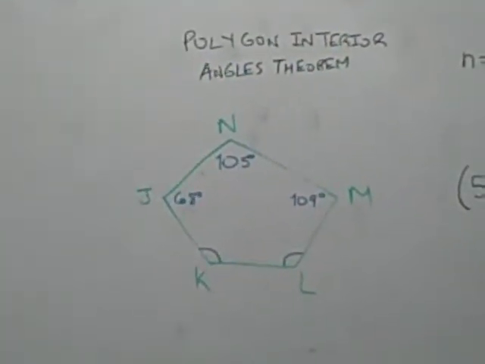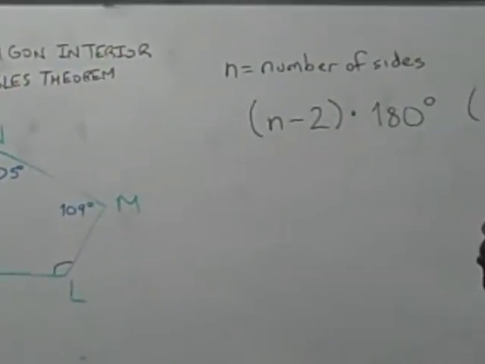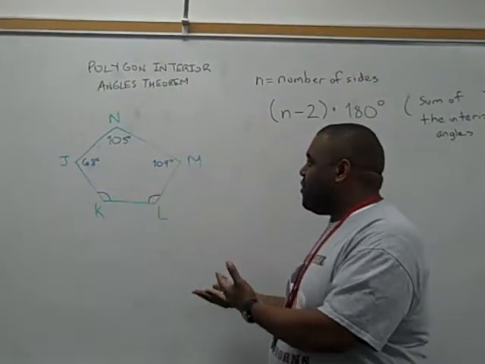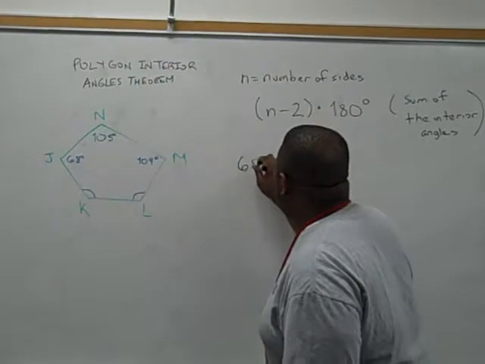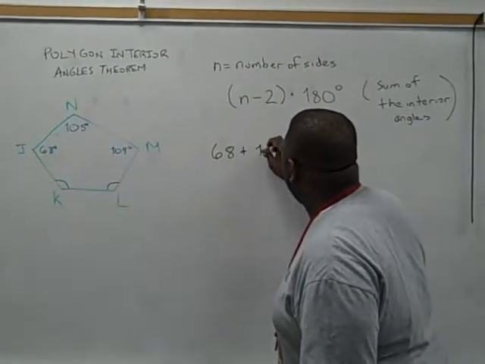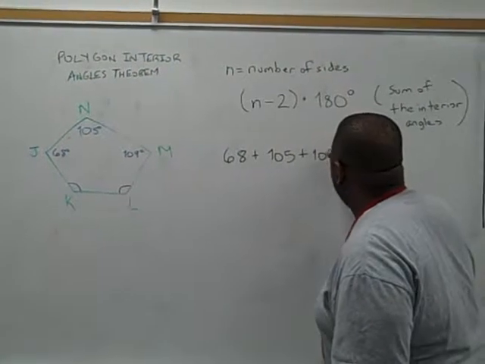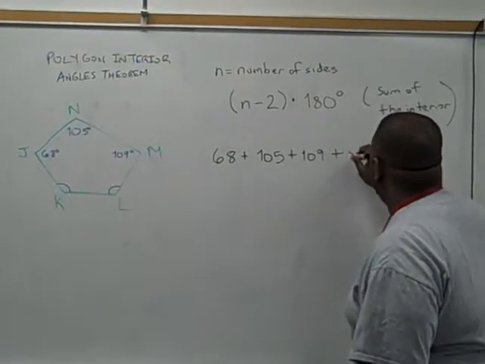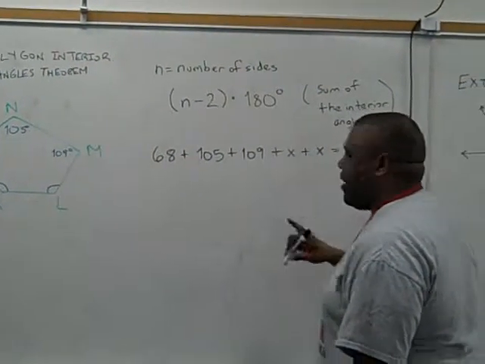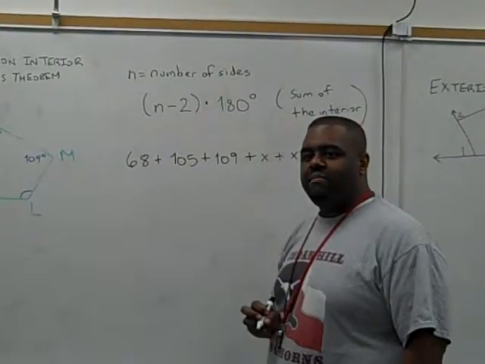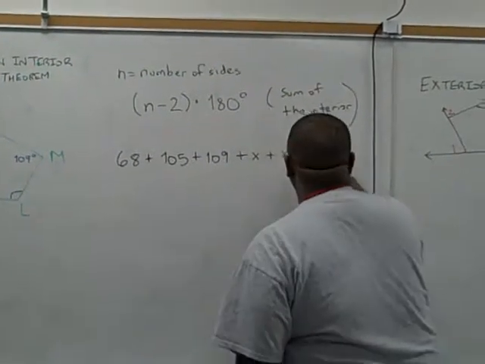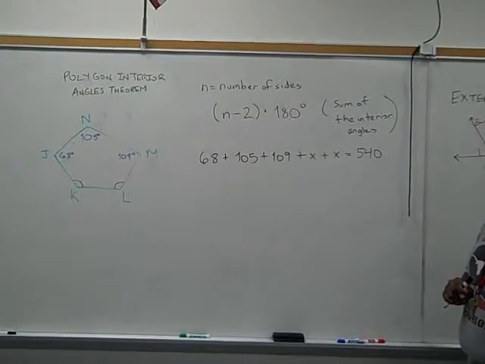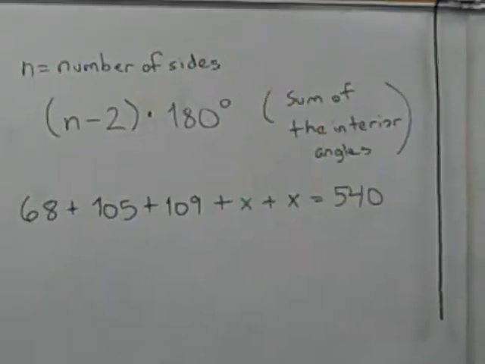So to do that, I'm going to remember your 540. And what we're going to do is we're going to take this angle, this angle, this angle, this angle, and this angle, and add them up to get 540 degrees. So I'm going to set up 68 plus 105 plus 109. And since we do not know what these two are, we'll call them both x. So this is plus x, and then remember the number of degrees the pentagon was? That's right, 540 degrees. Okay? So we've set up our problem. Now we just got to combine like terms and solve for x.